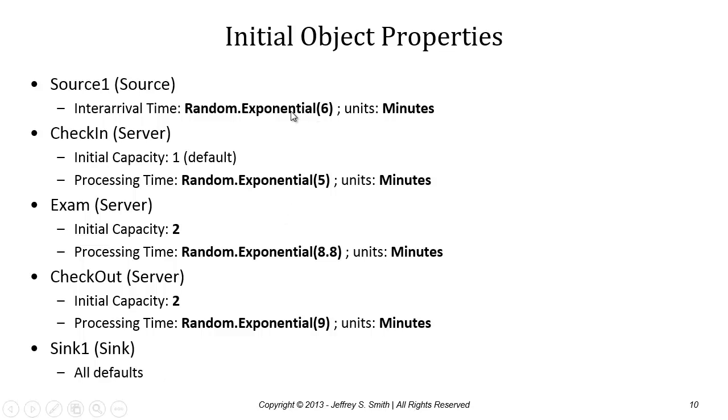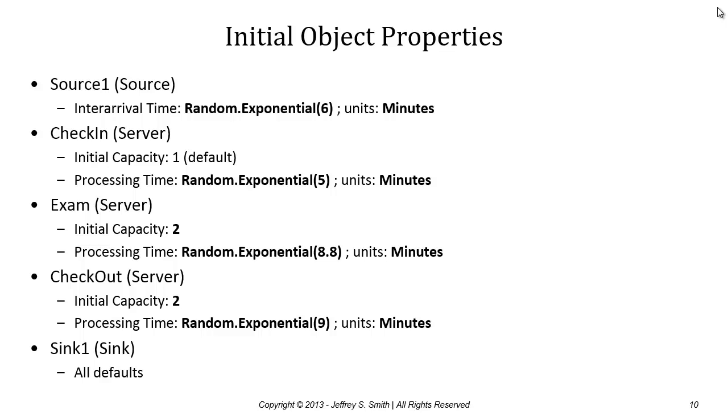We are going to assume, since we didn't have any additional information, we just had information on the approximate arrival rate and approximate service times, that all of our time properties are exponentially distributed. And so what we need to do, if we have an arrival rate of 10 per hour, is set the inter-arrival time property to be Random.Exponential(6). This is saying that I want to draw a random number from an exponential distribution with a mean of 6, and I want the units to be minutes. Similarly, for the check-in server, we're going to use Random.Exponential(5), which says the approximate processing time is 5 minutes. For the exam, Random.Exponential(8.8). And finally, for the checkout, we'll use Random.Exponential(9). All of these are in units of minutes. And then, of course, we set the 2 capacity properties also.